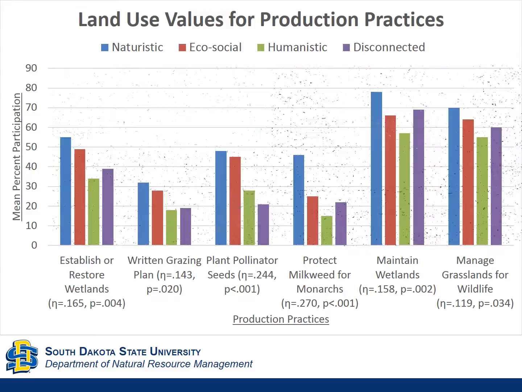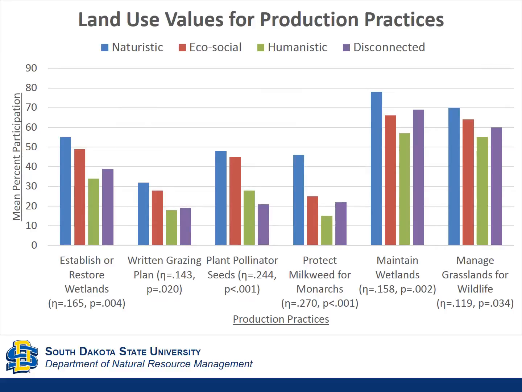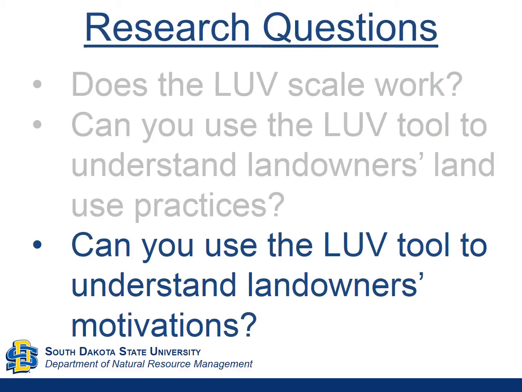Again, that is exactly what we found. You can see that people with naturistic land use values were significantly more likely to participate in conservation-friendly land use practices than people with humanistic land use values. The pattern repeats itself for every practice. Now moving on to my final research question. The reason for creating this scale was to give conservationists the information they need to have a productive conversation with landowners about natural resource conservation.